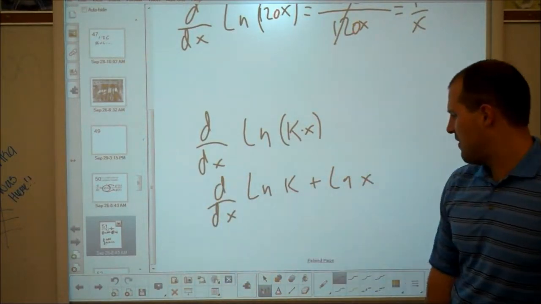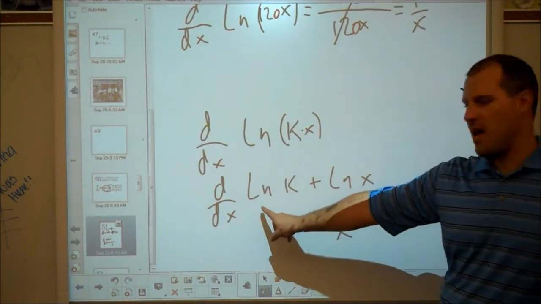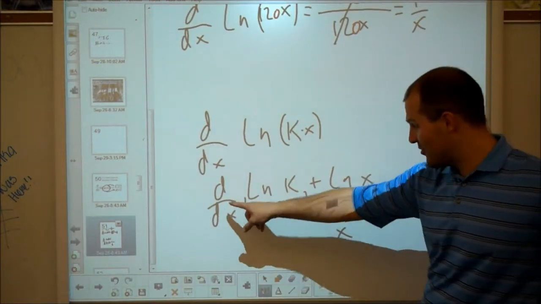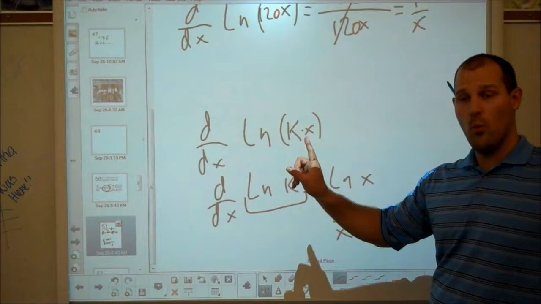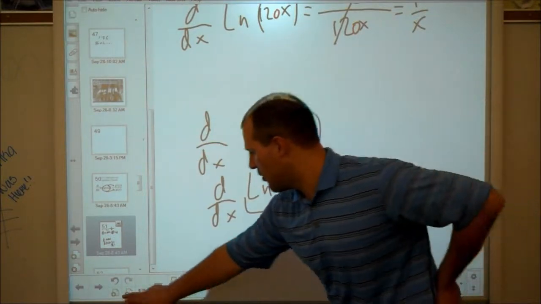And here's where it gets kind of fun. Natural log of x, we already showed, is 1 over x. What about natural log of k? Well, natural log of a number is just a number. And the derivative of any number is just 0. So that's why we get the same derivative. Let's look at a few more examples and get a little more comfortable.